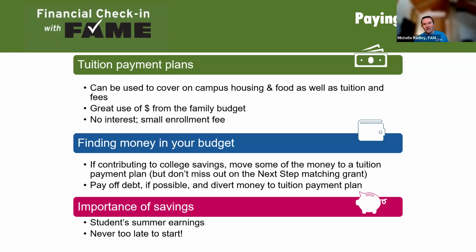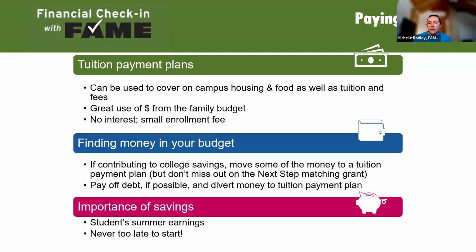Also just generally getting your financial house in order. So prior to your child going to college, we always suggest that people do their best to pay off any debt if possible, because then this can free up some more money in your budget to divert towards maybe something like a tuition payment plan.